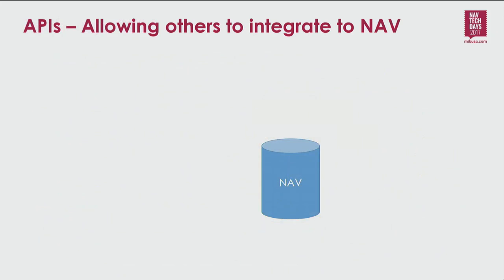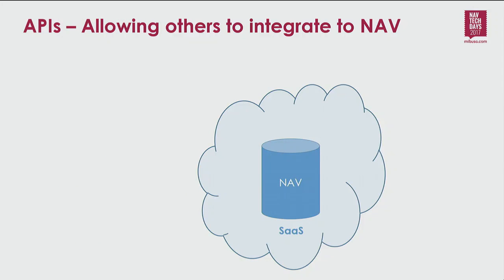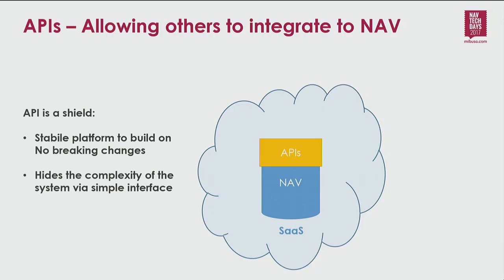So if this is NAV, and we are hosting it in the cloud, in the last year we have built a set of APIs on top that you can use to integrate your solutions to. So now, an open question to all of you. What is the difference between a web service and an API? What is the thing that makes an API different than a web service? And the answer to this question is basically two-fold. Every API is a web service in the end, but the API should serve as a shield.